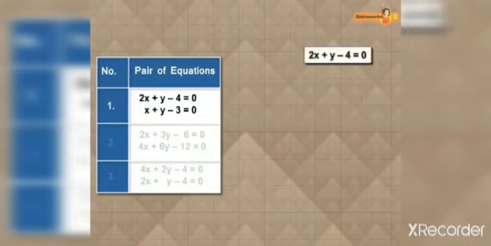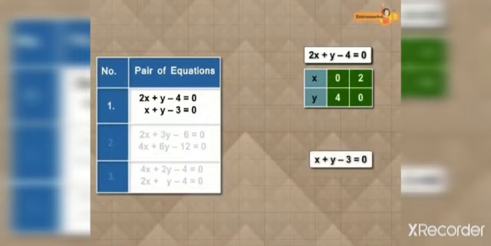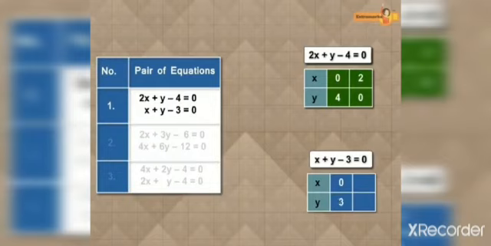In the first equation, 2x plus y minus 4 is equal to 0. If we consider x is equal to 0, then we get y is equal to 4. And if we consider y is equal to 0, then we get x is equal to 2. In the second equation, x plus y minus 3 is equal to 0. If we consider x is equal to 0, then we get y is equal to 3. And if we consider y equals 0, then we get x is equal to 3.